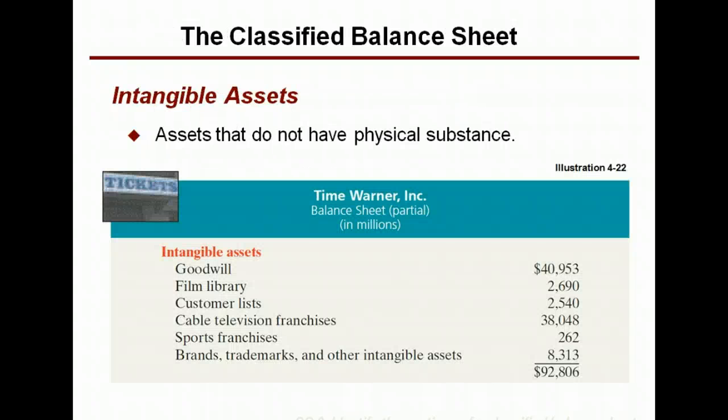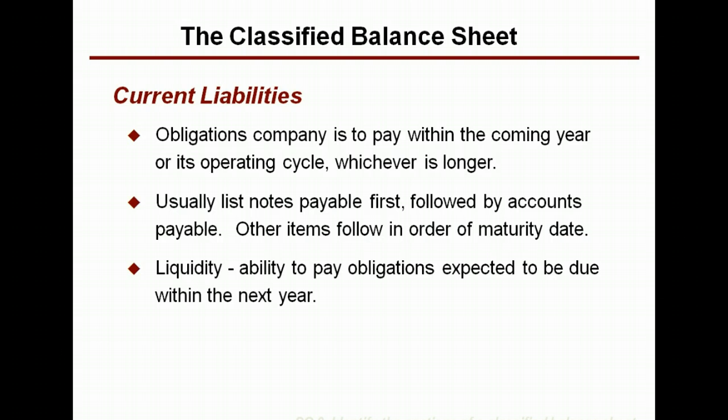And intangible assets, finally the last category, are things that we own that do not have a physical substance, like goodwill. You'll learn about that in future accounting classes. Customer lists, franchises, trademarks, things that have value to us but that don't have physical existence. So we've looked at the asset side of things. Let's look at current liabilities.